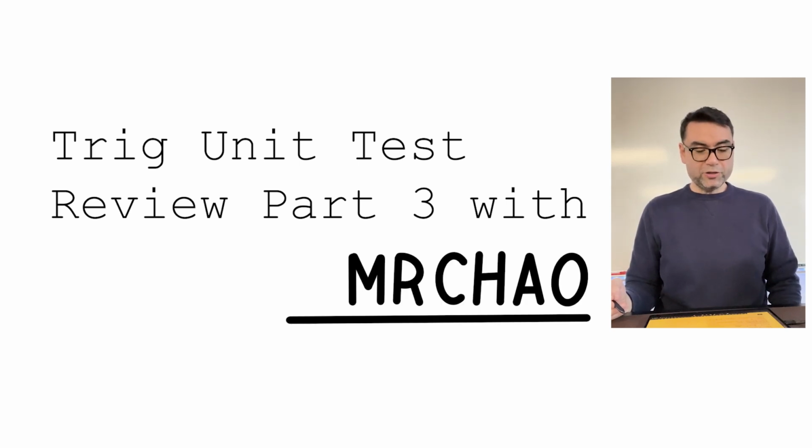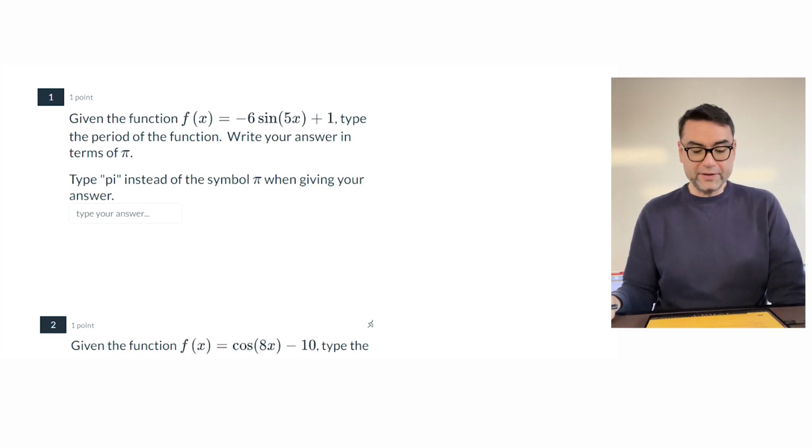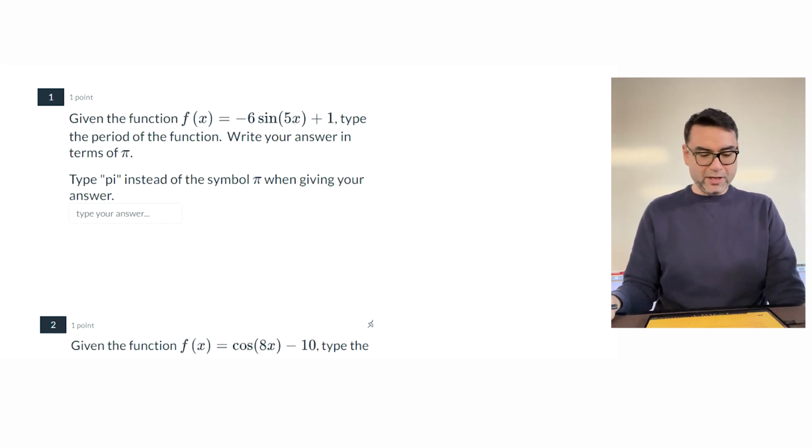Today we're going to go over the Trigonometry Unit Review Day 2. All right, number 1, f of x equals negative 6 sine of 5x plus 1. Type the period of the function, write your answer in terms of pi.